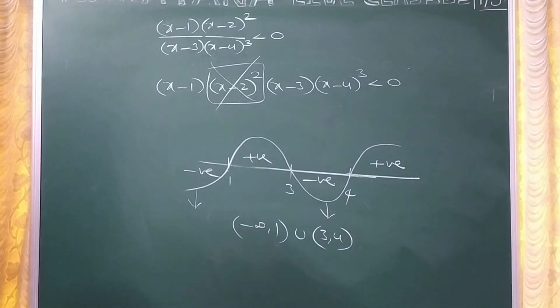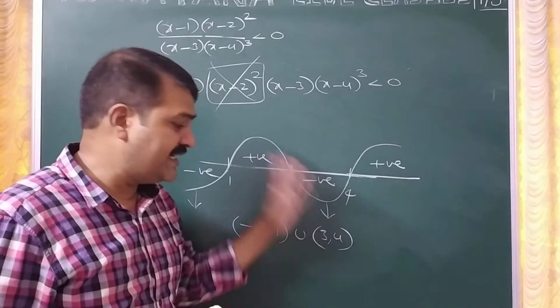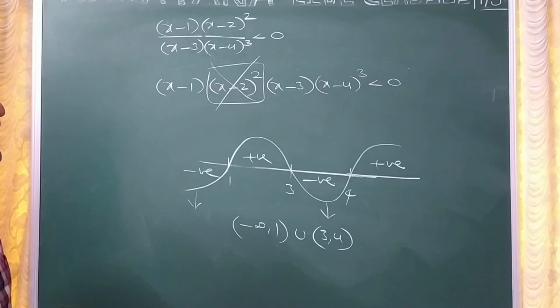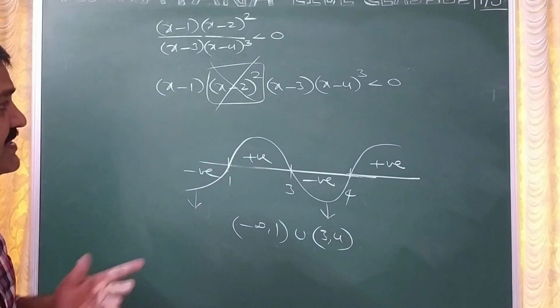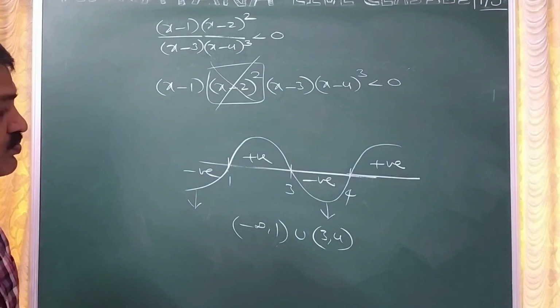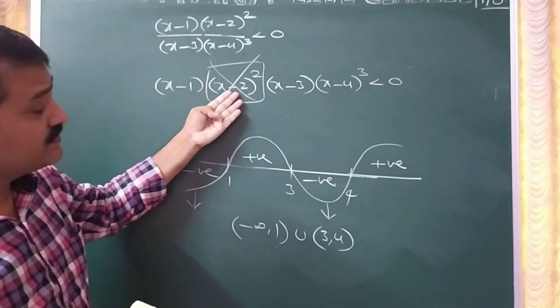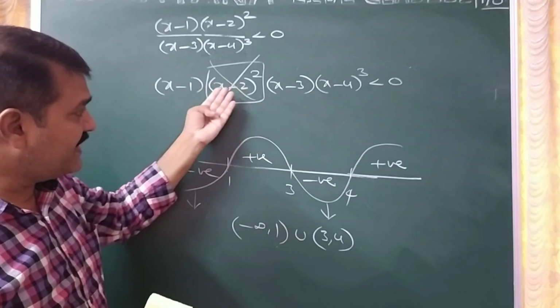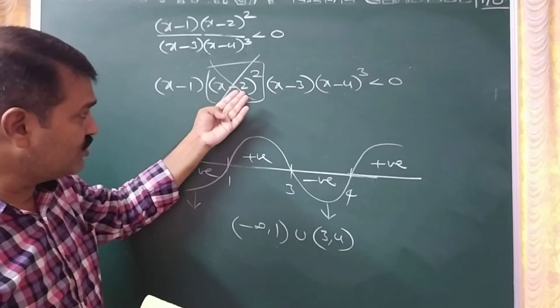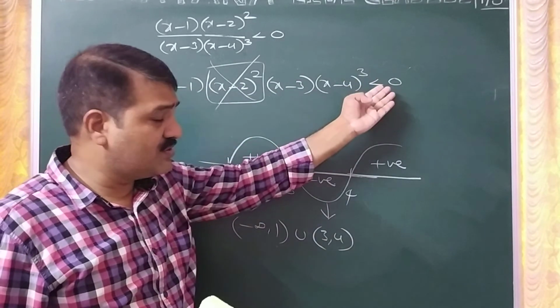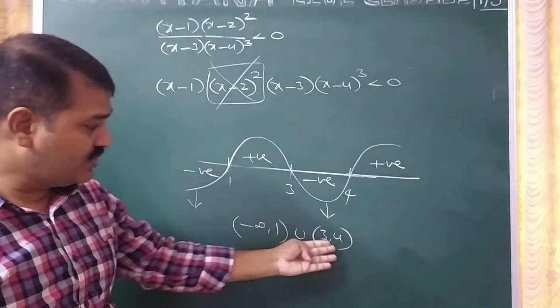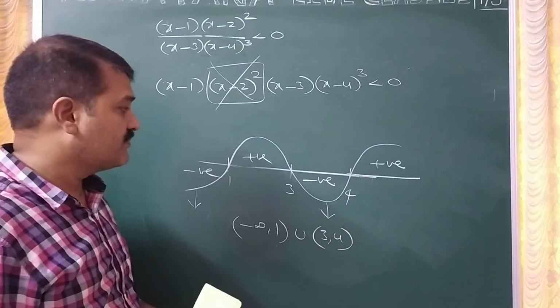One more condition we will see. So minus infinity to 1, union 3 to 4 I am taking. What happens if x is 2? We have excluded this anyhow. If x is 2, the total expression will be 0. You should not take 2. 2 is not included anyhow, so no problem.